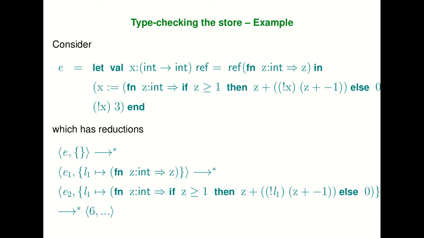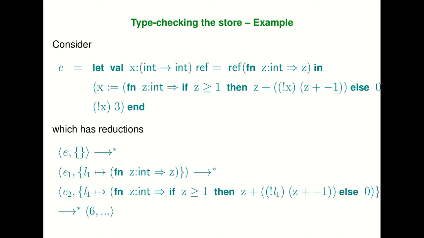So if you look at this little expression here, we have a function pointer. We're going to store the identity function at integers into this reference x, and then we're going to update x to a function expression which dereferences x. So we're implementing recursion using our pointers to functions. Then we can apply the contents of that function to 3. What this is going to do is check if z is bigger than 1, otherwise return z plus the contents of x on z minus 1. And when you reach 0, return 0. So this is going to sum up the numbers from your argument down to 0.